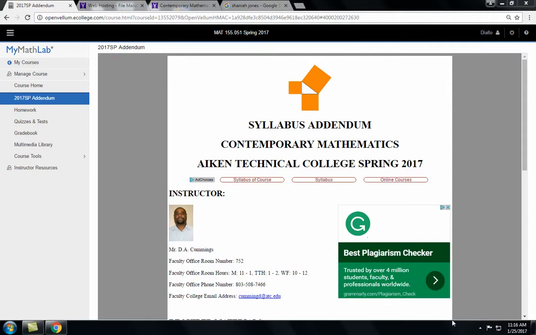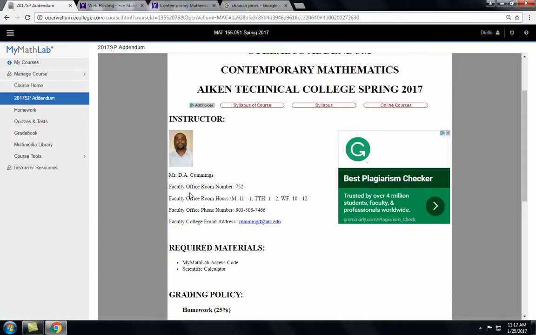And on the addendum, we have my information. I am your instructor, Mr. Cummings. My office room number is 752. Here are my office hours, my phone number, and my email address. The required materials for the course are a My Math Lab access code and a scientific calculator.